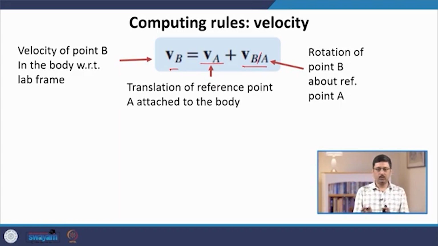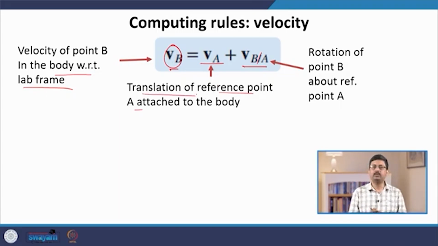So we have two pieces. We have divided the velocity of the point B, which is the velocity of B with respect to the lab frame in which the motion is complicated, into two simple parts. One is the translation of the reference point A, which is supposed to be simple to understand, and then the rotation.